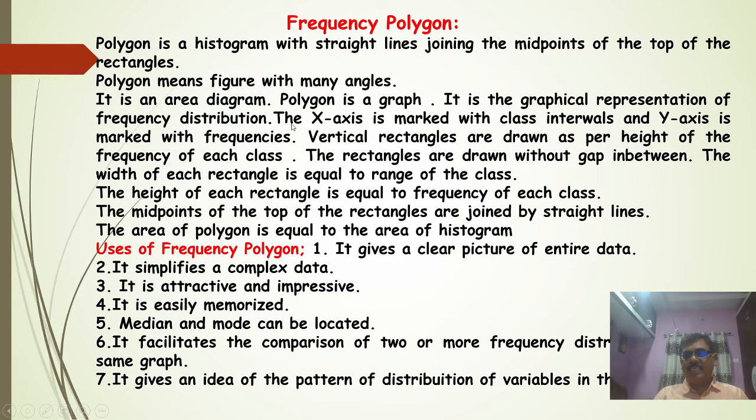The x-axis is marked with the class interval, and the y-axis is marked with the frequencies. The vertical rectangles are drawn as per the height of the frequency of each class. The rectangles are drawn without gap in between. The width of each rectangle is equal to the range of the class. The height of each rectangle is equal to the frequency of each class. The midpoints of the tops of the rectangles are joined by a straight line.